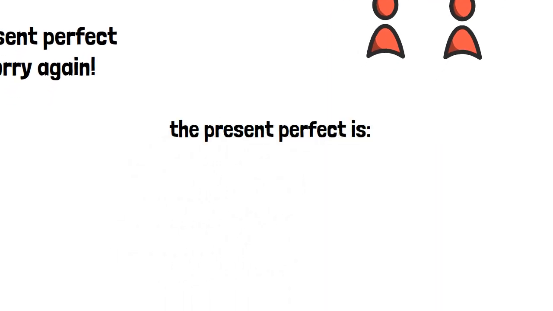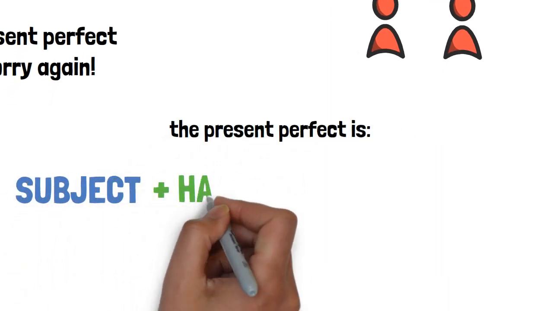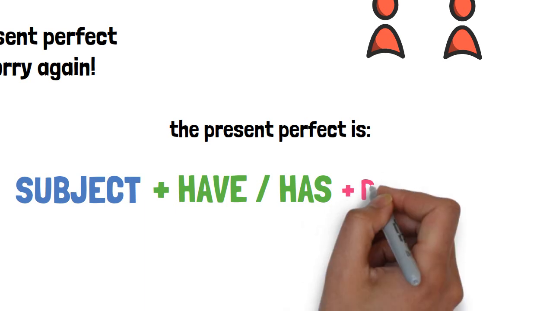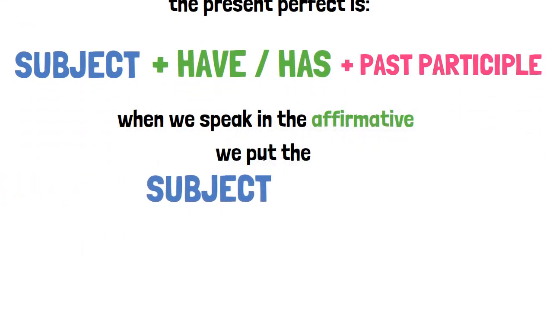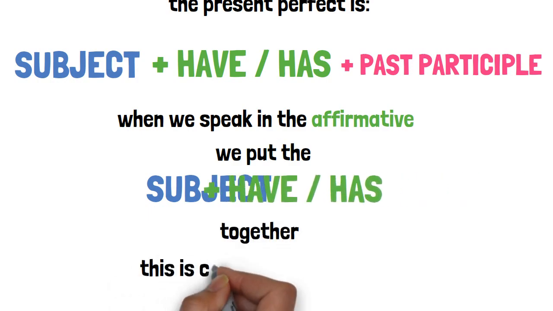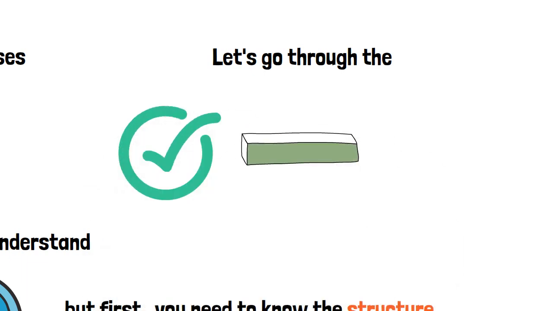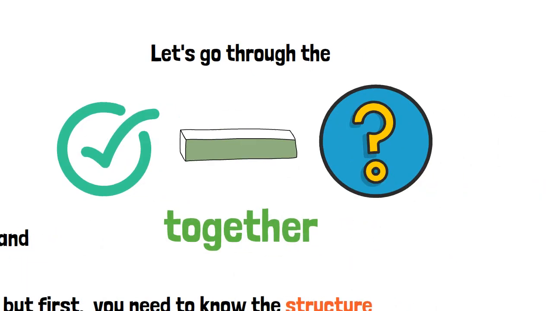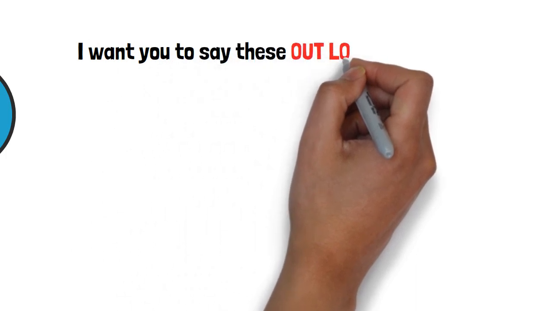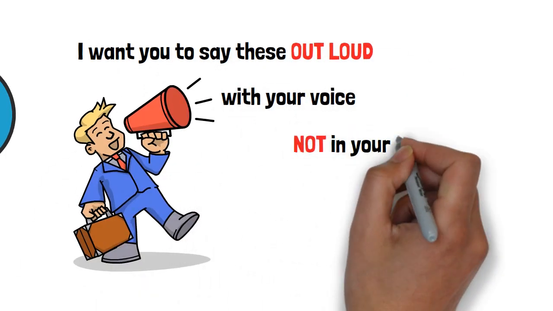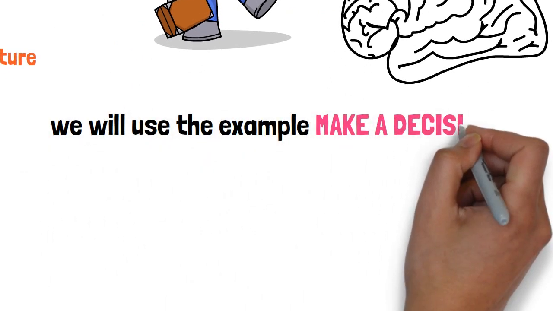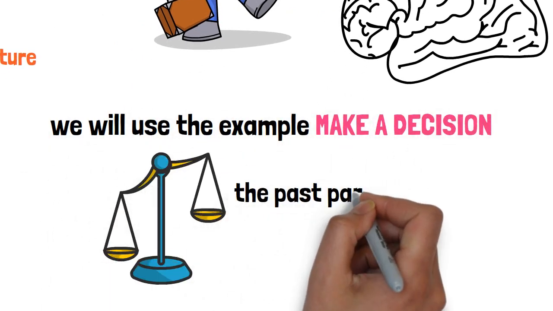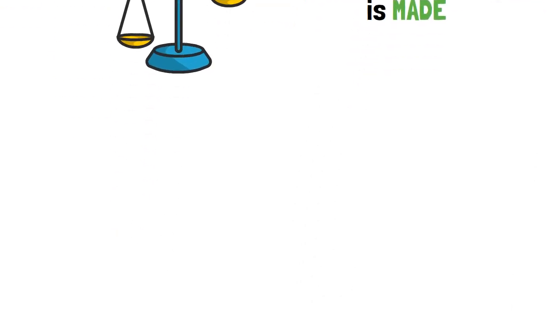The present perfect is subject plus have or has plus past participle. When we speak in the affirmative, we put the subject and the have and has together. This is called a contraction. Let's go through the affirmative, negative, and question structure together. I want you to say these out loud with your voice, not in your head. We will use the example, make a decision. The past participle of make is made.